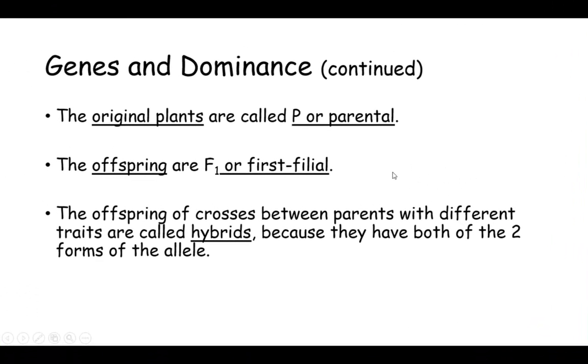The original plants are called the P or the parentals. The offspring are the filial. The first offspring was F1 or first filial. The offspring of crosses between parents with different traits are called hybrids because they have both of the 2 forms of the allele.